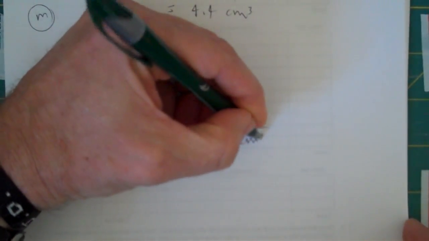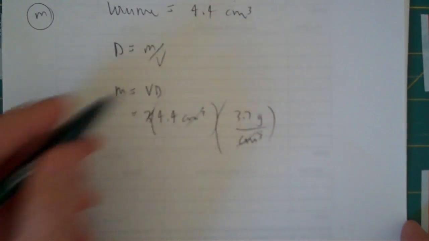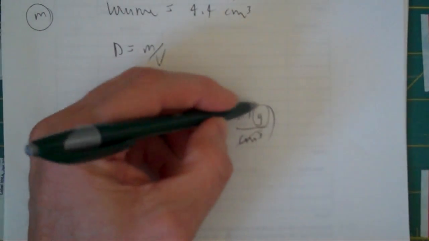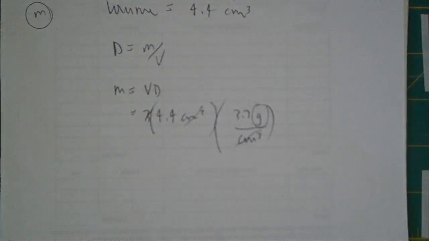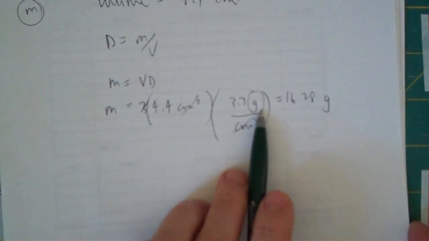Okay? And so it's 4.4 cubic centimeters. That's my volume. My density is 3.7 grams per cubic centimeter. My cubic centimeters cross off, which is a big deal to me because I want to always make sure that I'm doing things right, and that's a great safeguard. I'm going to calculate this. 4.4 times 3.7 is equal to 16.28. Okay, that's the mass. Grams, because I've got grams left.